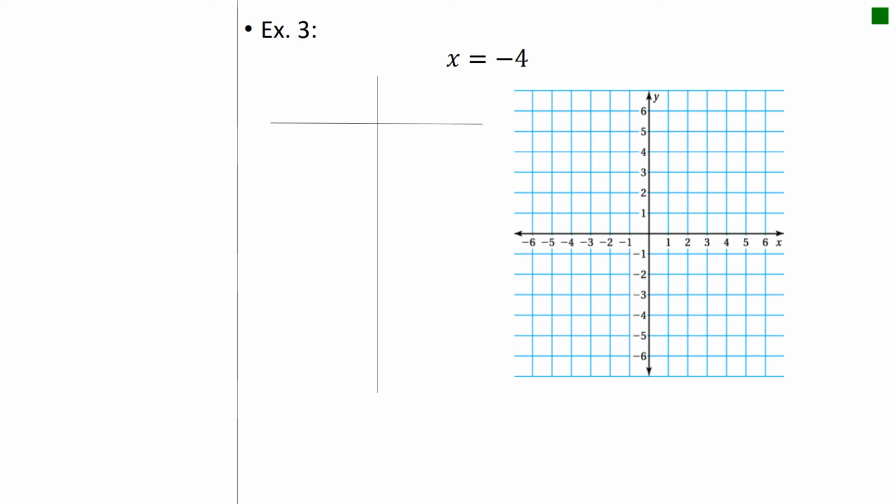All right, you try example 3. Remember to go through those 1 through 4 steps. When you're ready to resume your video, I'll go over your answers.